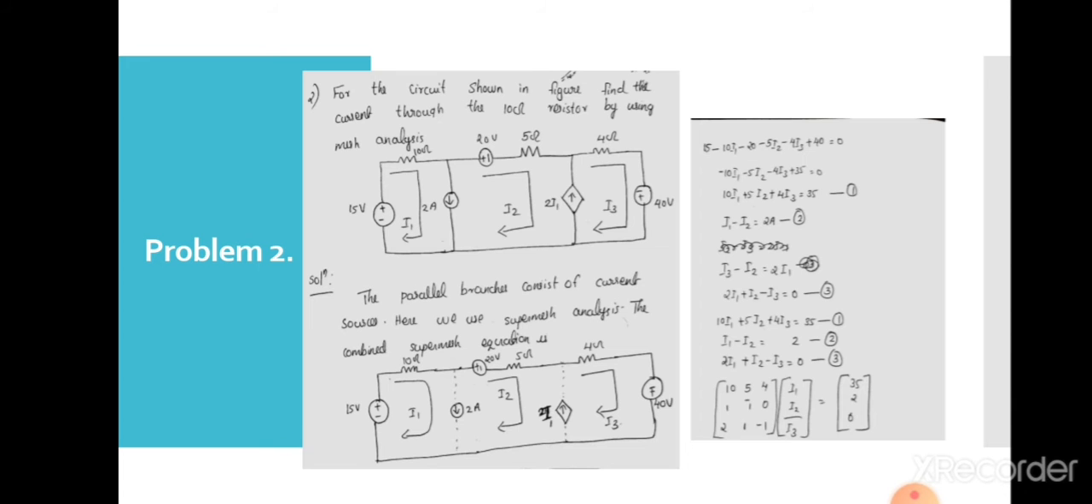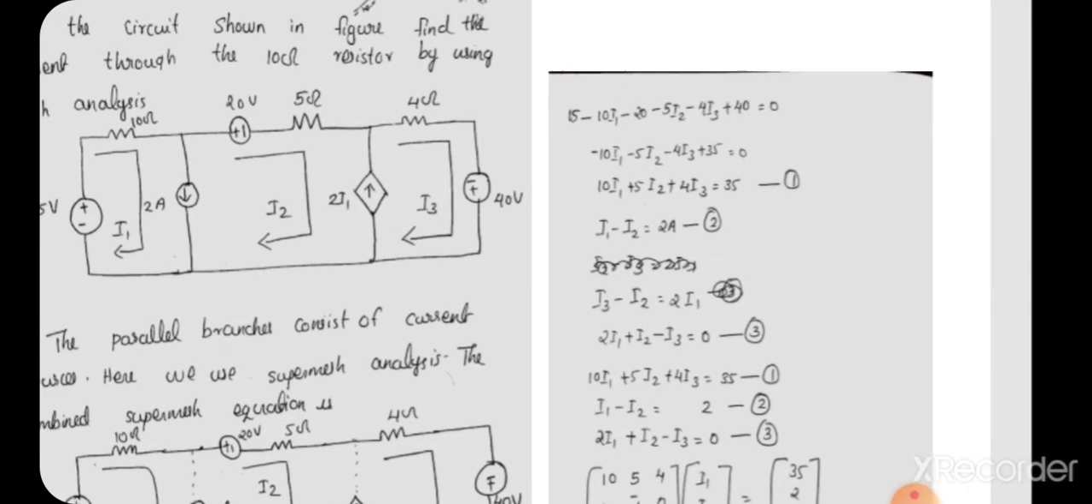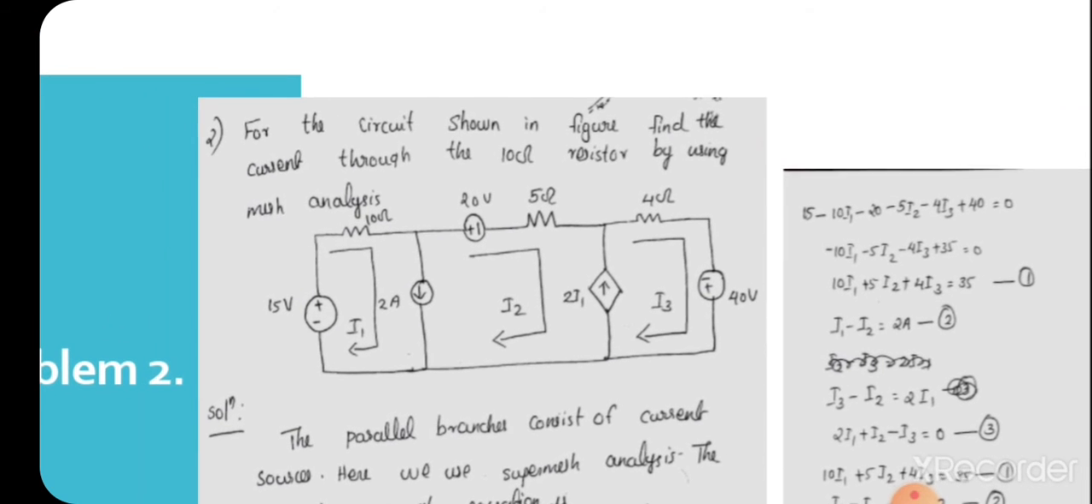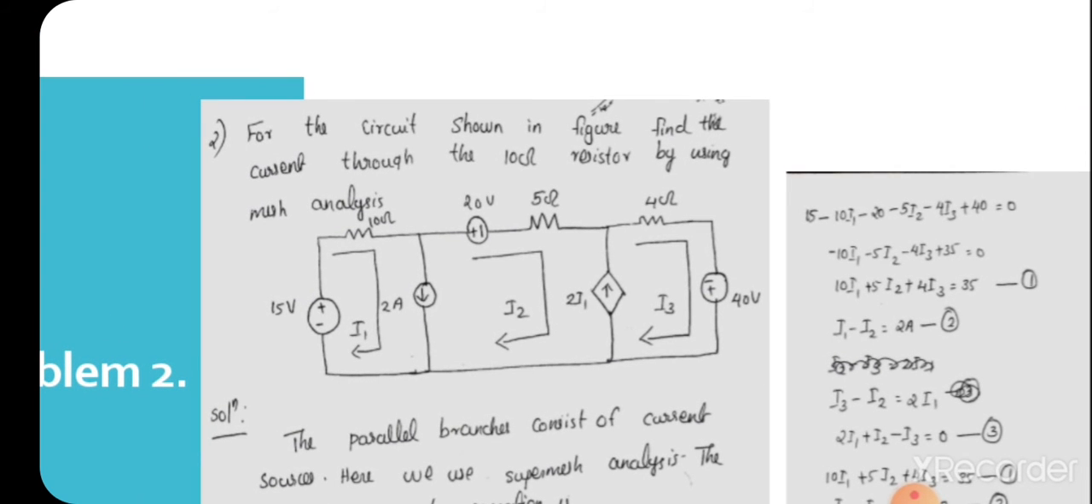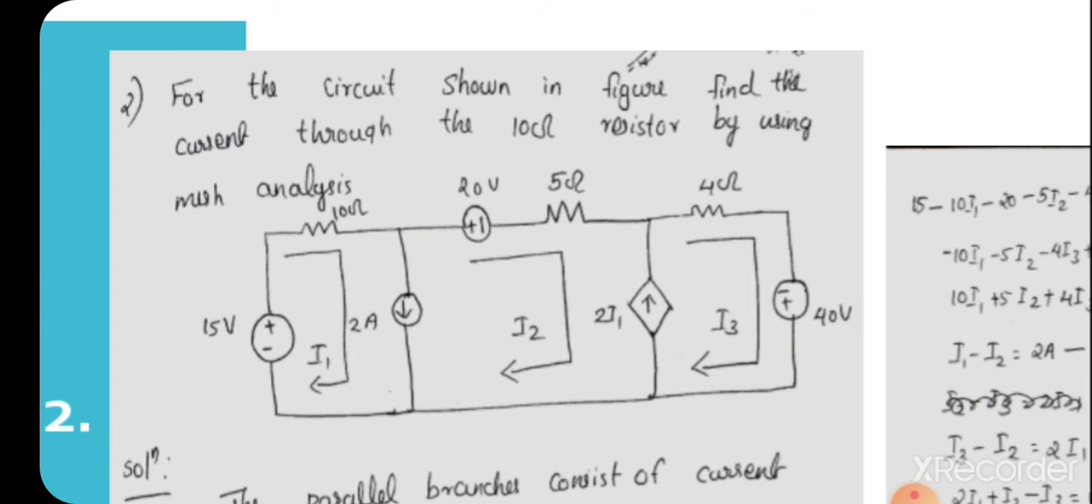So the first problem is solved, and next is another problem, the second problem, and you can see the second question. For the circuit shown in the figure, find the current through the 10 ohm resistor by using mesh analysis. Once again, I will read the question: for the circuit shown in the figure, find the current through the 10 ohm resistor by using mesh analysis.